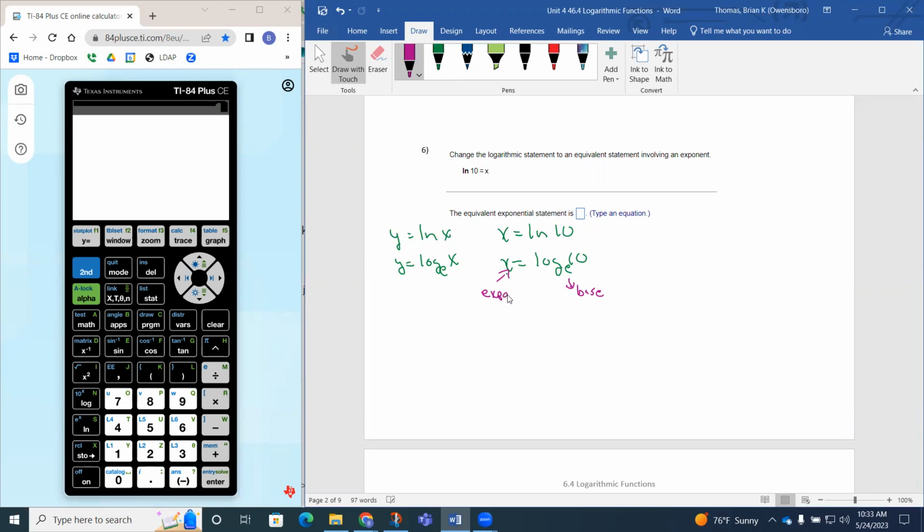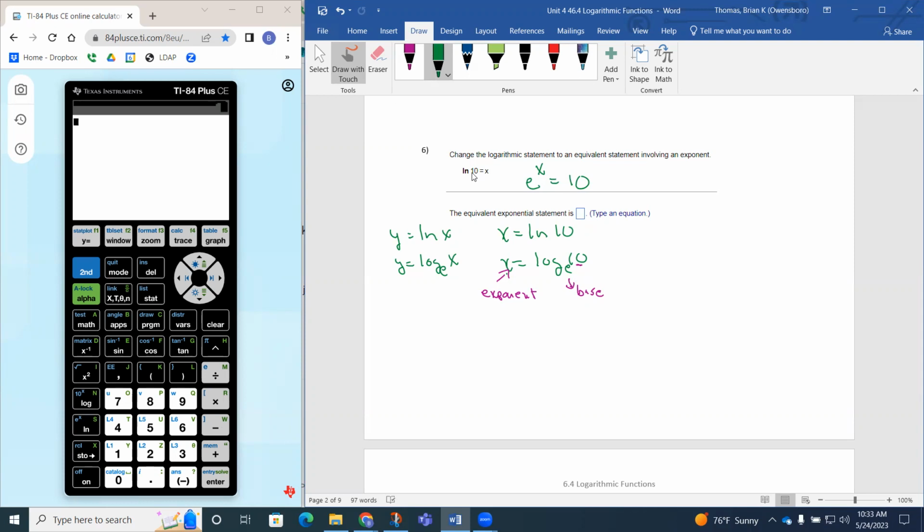So they kind of go on one side of the equation, which then just leaves me the 10 on the other side of the equation. So as I put this all together, I would have e to the x is equal to 10. That's what that would look like as an exponential form.